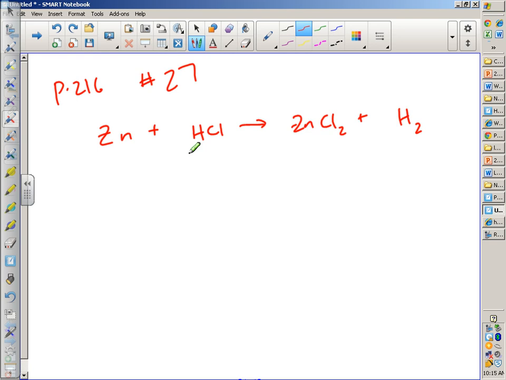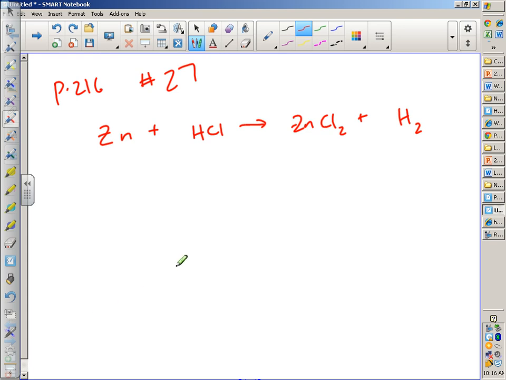Does it really matter what order you write them in? No. As long as you have the reactants separated from the products, it really doesn't matter. If you have these flipped, that's fine. But it would be a problem if you had zinc chloride over here. That would be a problem. But as long as the reactants are separate from the products, it really doesn't matter.